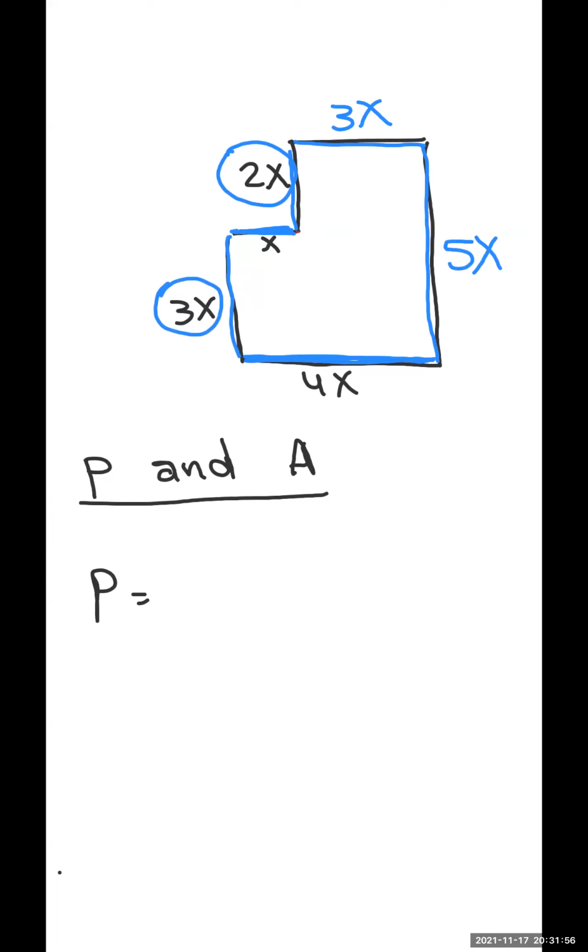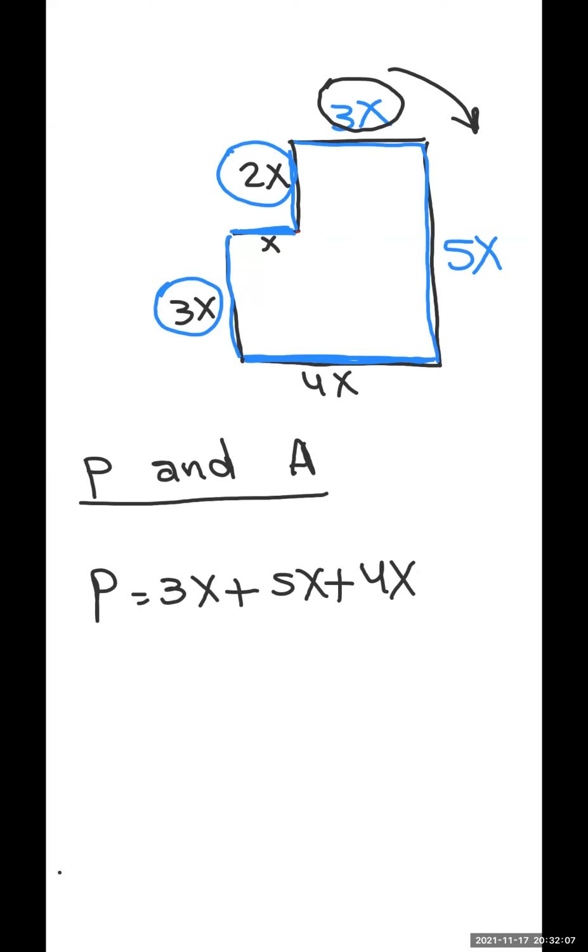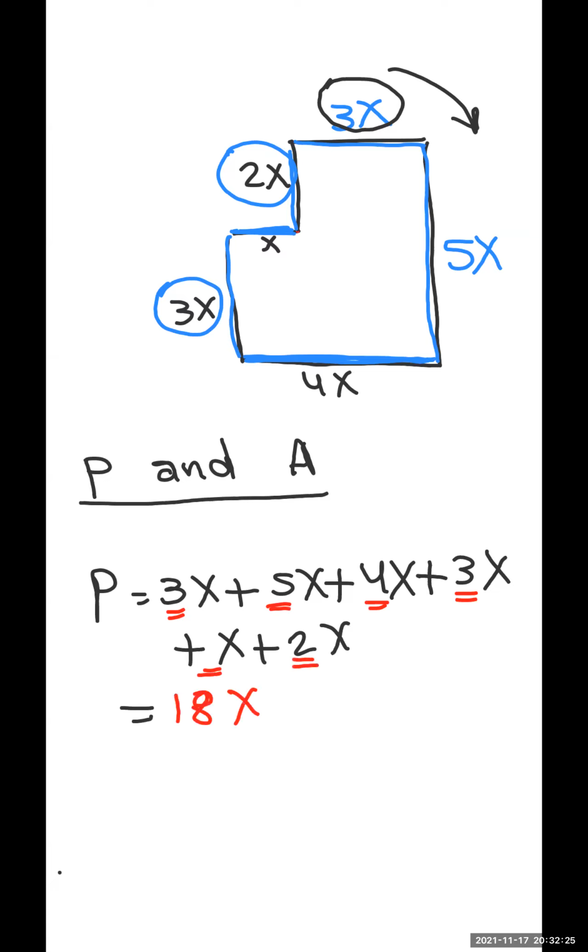It will be the sum. I'm going to start with 3x to this direction. So 3x plus 5x plus 4x plus 3x plus x plus 2x. Now add these terms. 3 plus 5, 8, plus 4, 12, plus 3, 15, plus 1, 16, plus 2, 18x. So this will be the perimeter.